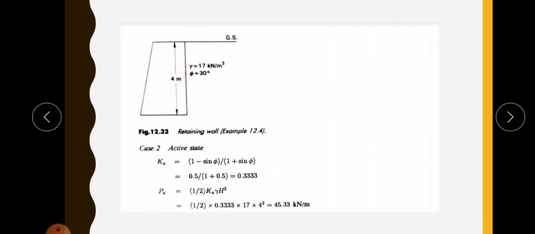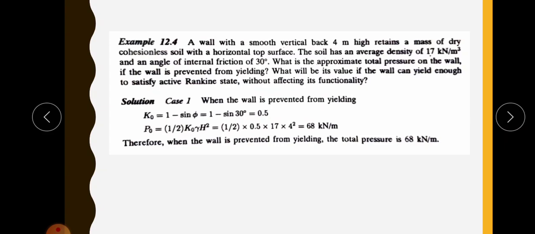The soil which is retained by this retaining wall is having a density of 17 kN per meter cube, and the angle phi value is 30 degree. Those are the properties of the backfill soil. So this question is of two parts. In the first part it is said that the wall is prevented from yielding. So in the first case the soil is at rest condition, because it is prevented from yielding, there is no movement of the retaining wall.